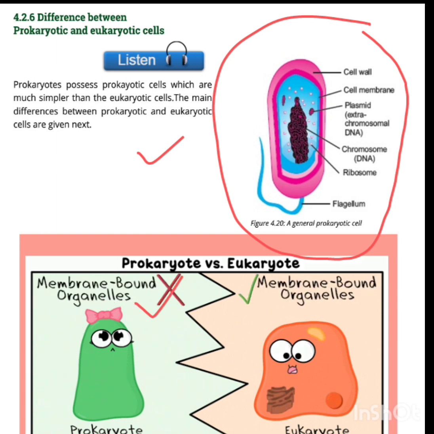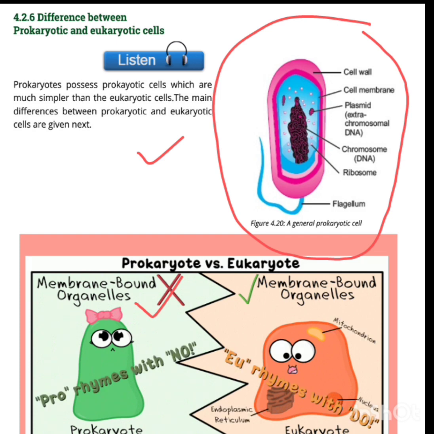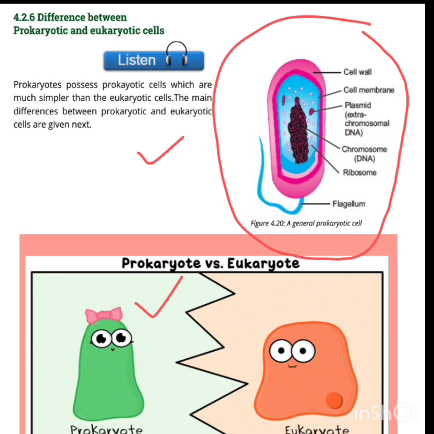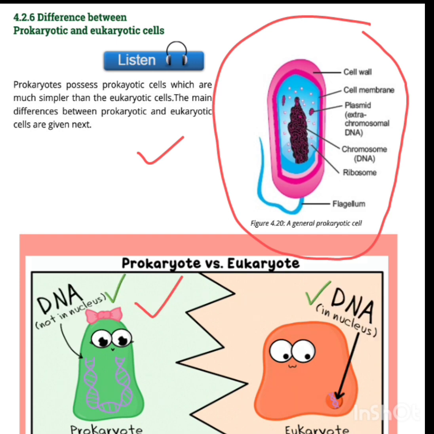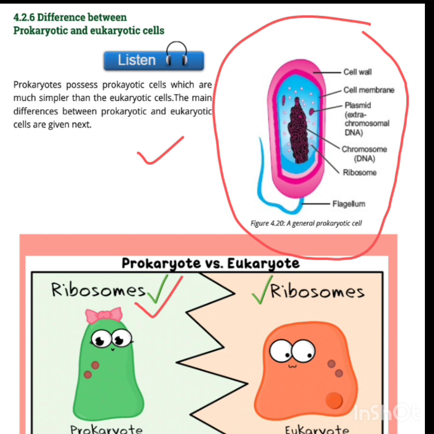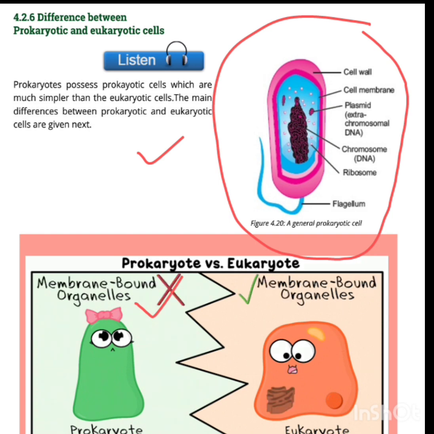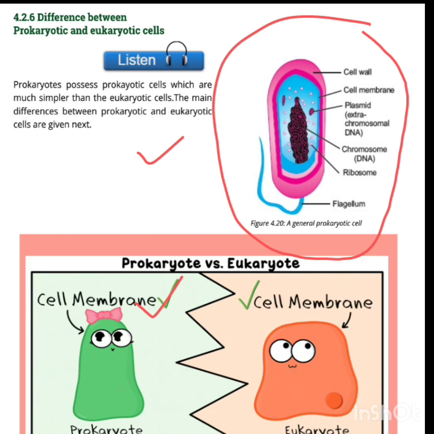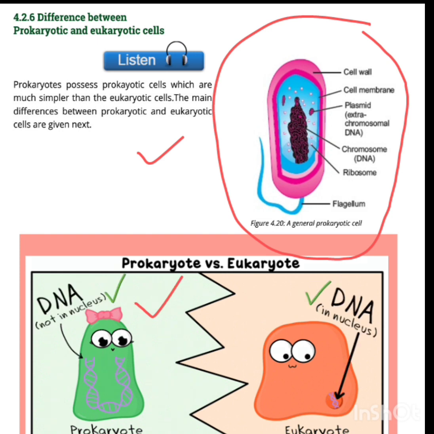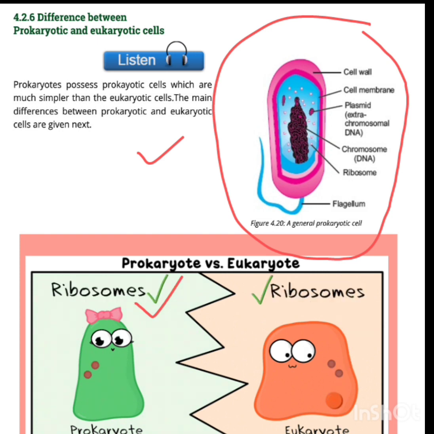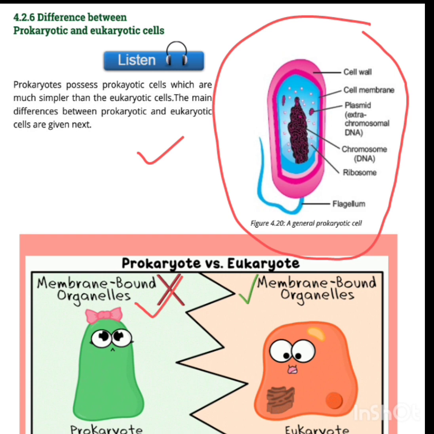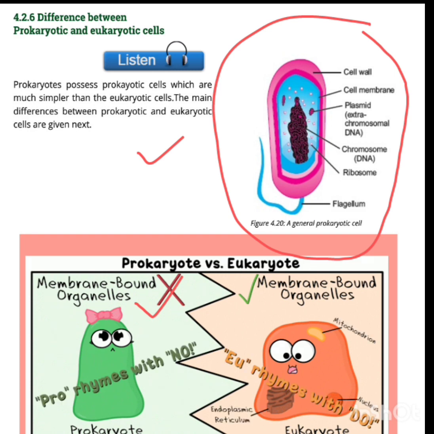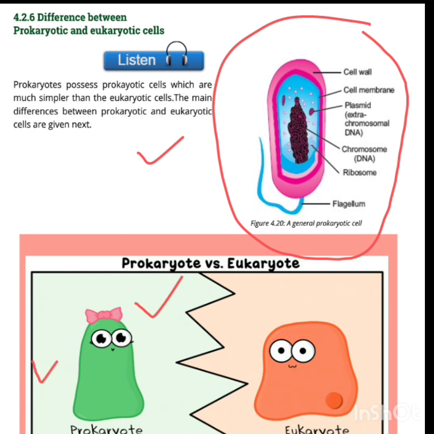That's why they are present in millions of amount. The word pro means before and karyot means nucleus. So these are the simpler organisms which have simpler nucleus. Other than that, they have cell organelles, but their cell organelles are not membrane bounded. Mostly they have only ribosomes.